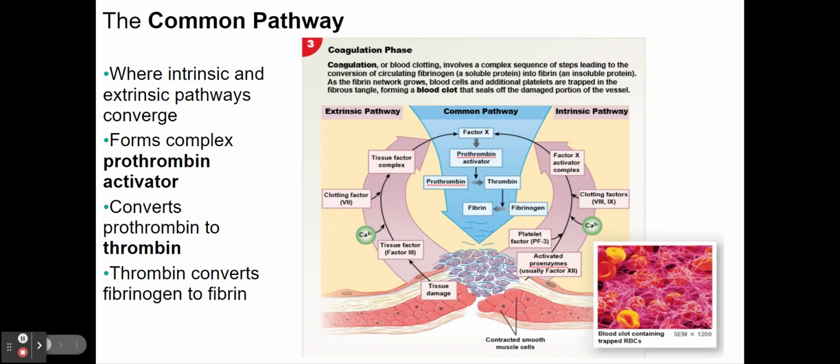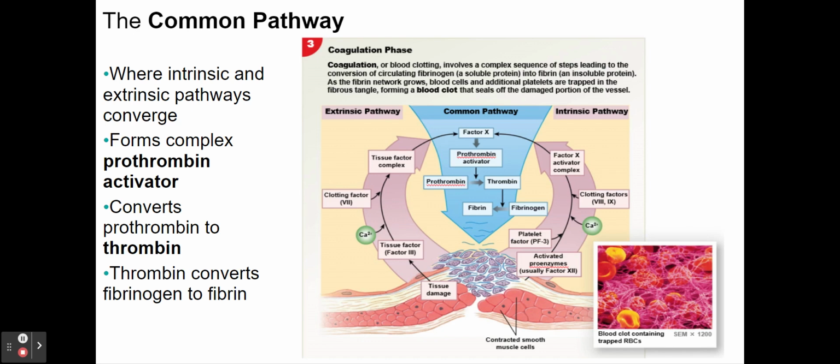The common pathway begins when enzyme complexes from either pathway activate factor 10. Activated factor 10 activates a complex called prothrombin activator. Prothrombin activator converts the proenzyme prothrombin into the enzyme thrombin. Thrombin then completes the clotting process by converting fibrinogen, a soluble plasma protein, to insoluble strands of fibrin.